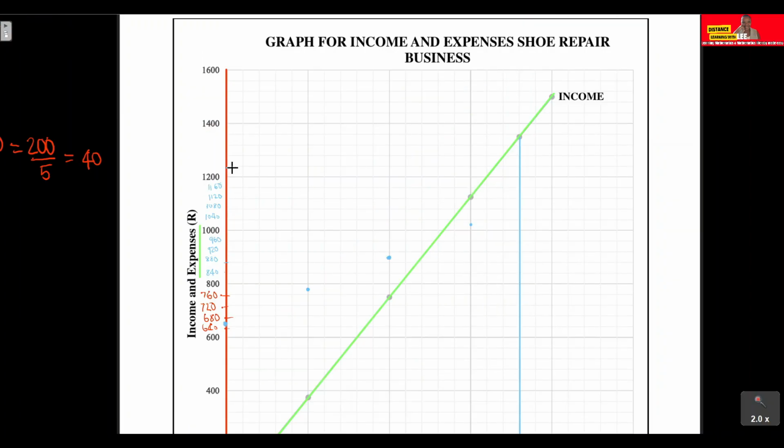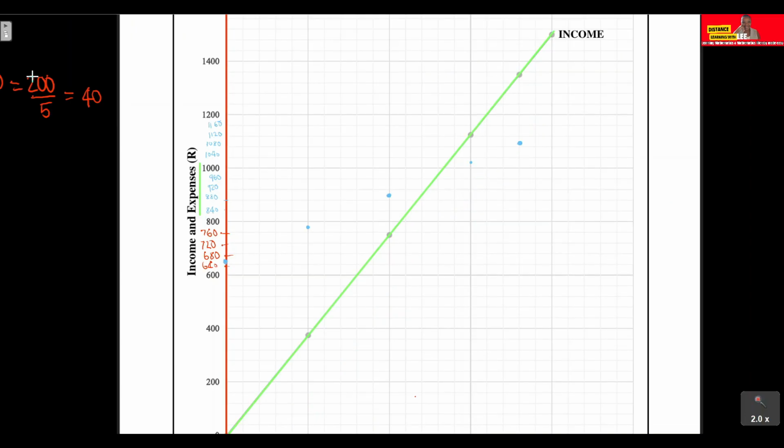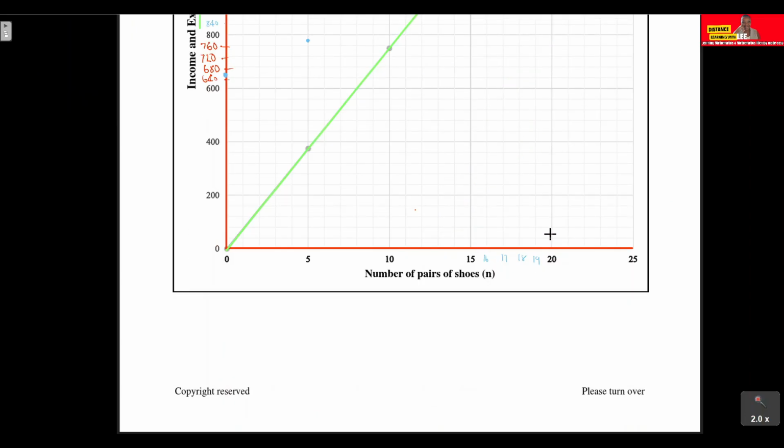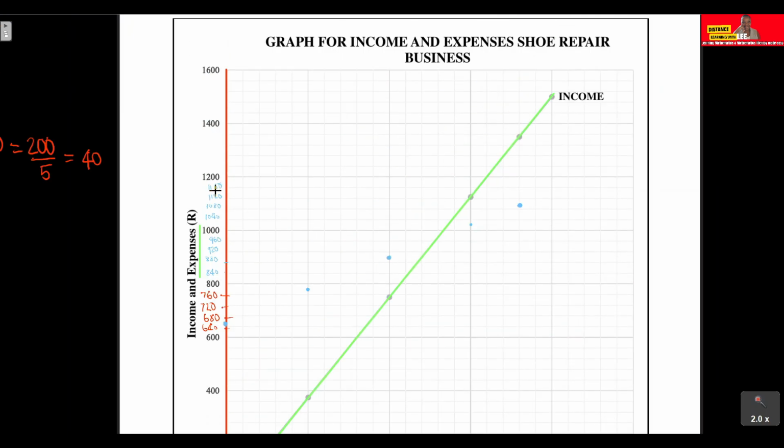Okay, and 1,000 and 1,100. Okay, this is 1060, 1000. So 1100 is probably somewhere there. Okay, so I'm gonna put my point there. Okay, so 1100 is somewhere there. All right, let us plot the last point. Okay, the x coordinate is 20, the y coordinate is 1150.